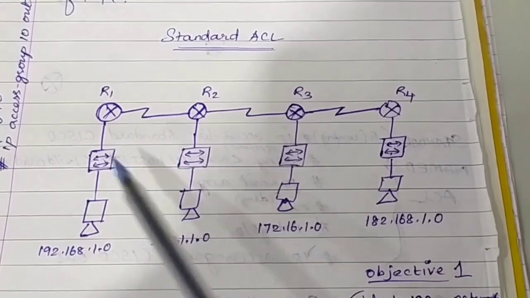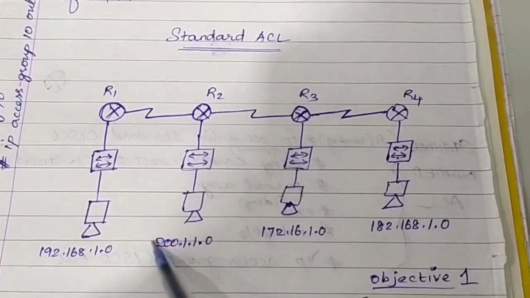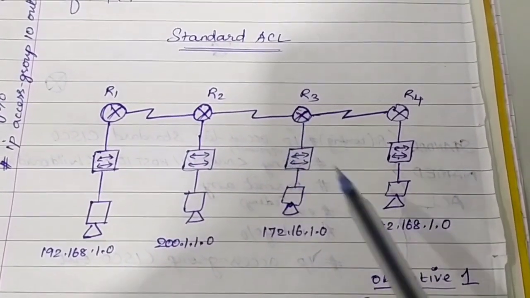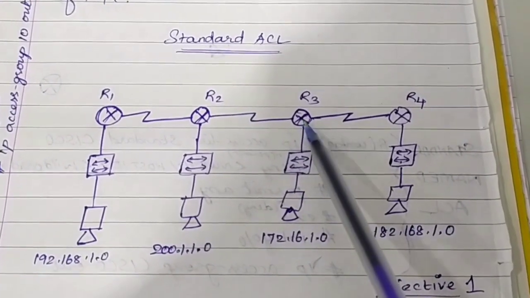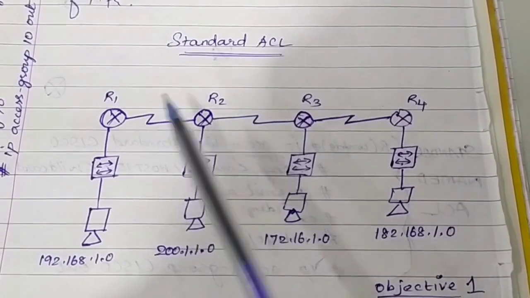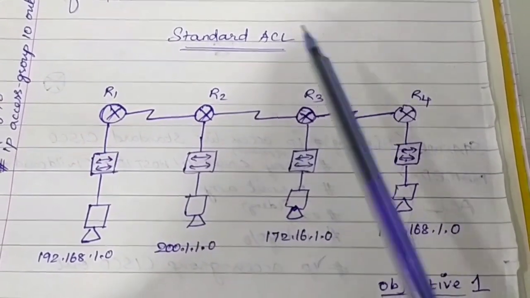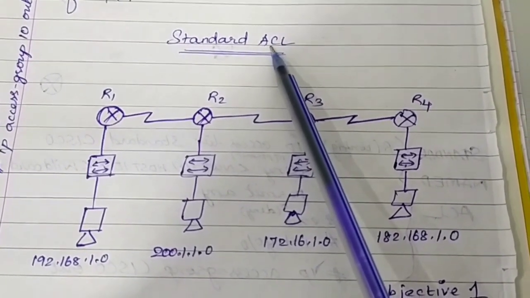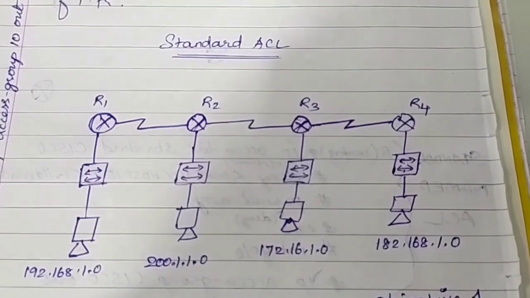Before doing the standard ACL, you have to do static routing and default routing also. On one router you have to do the static routing, and on the remaining routers you have to do default routing. Now we'll see standard ACL. In standard ACL, 2 types are there: named and numbered. First we will see numbered standard ACL.